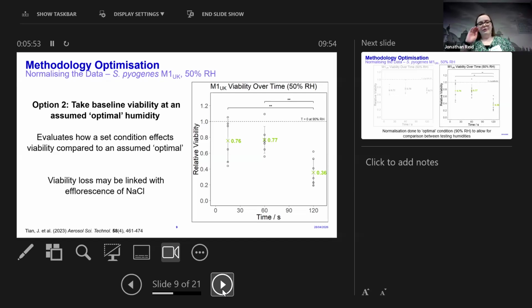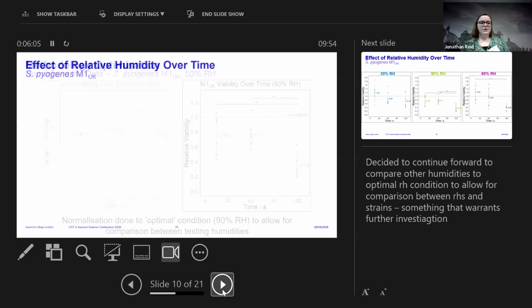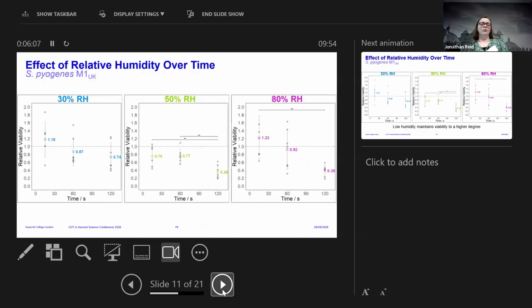But based on these options that we found, we decided to progress forward and normalize to this optimal condition, to allow us to compare between different humidities that we're interested in. So when we do that with M1 UK, we see at 50% and also 80% relative humidity that we have significant loss of viability over the time frame we're looking at.